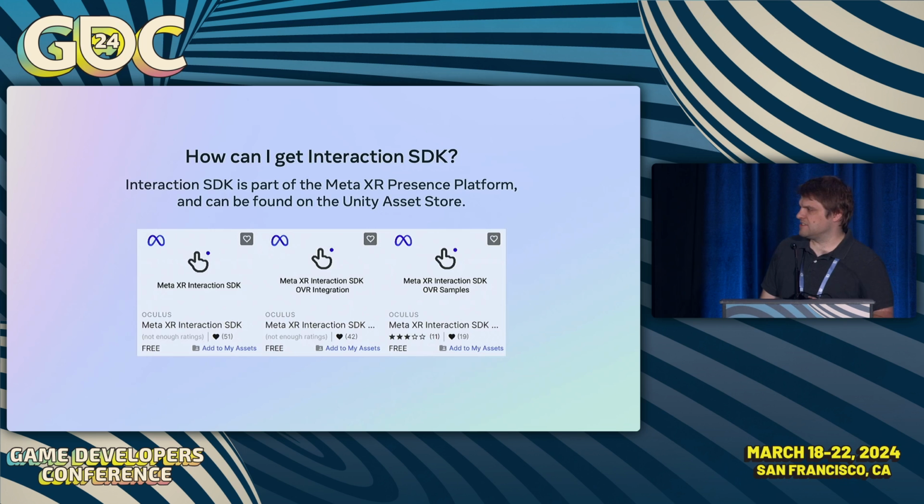So how do you get Interaction SDK? Well, Interaction SDK is available on the Unity Asset Store and from the Unity Package Manager in 3 packages. There's the XR Interaction SDK, which is our base package and contains our core scripts and assets. You have the Interaction SDK OVR integration, which ties this base package in with OVR plugin and the OVR camera rig. And then you have the Interaction SDK OVR samples, which contain all the sample scenes and assets using the OVR camera rig.